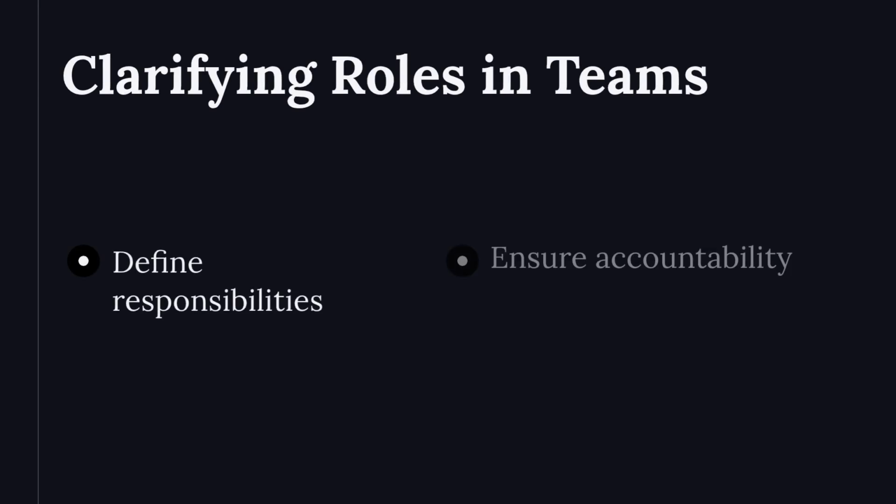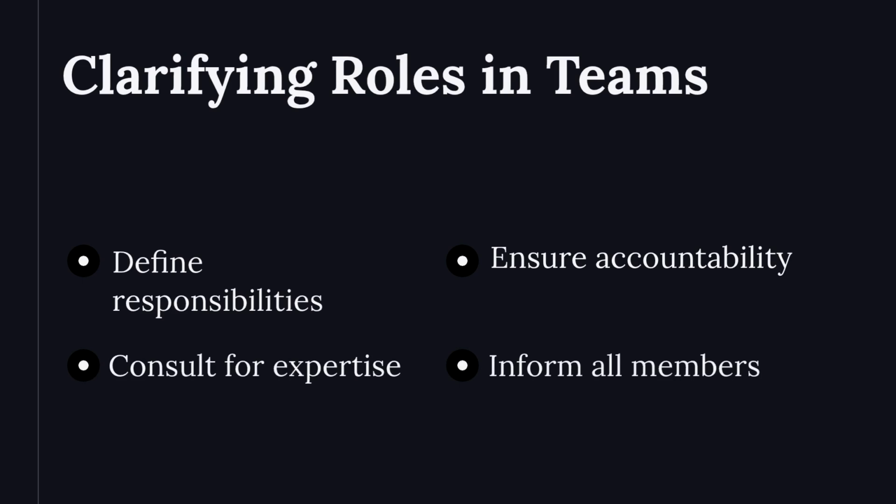Clarifying roles is essential for team success. Identify who is responsible for each action. Accountability must be clear, often with a lead. Consult those whose expertise is needed. Keep everyone informed, including the child.